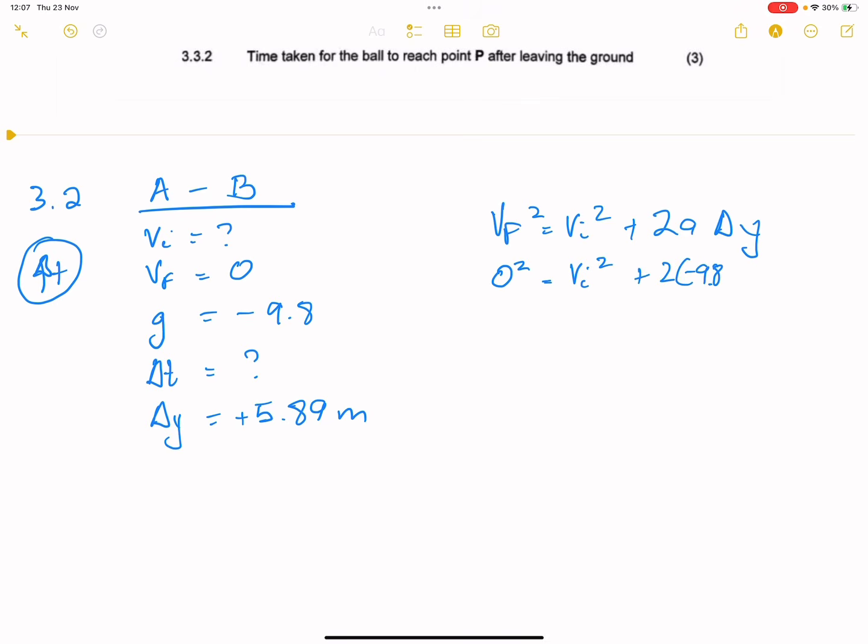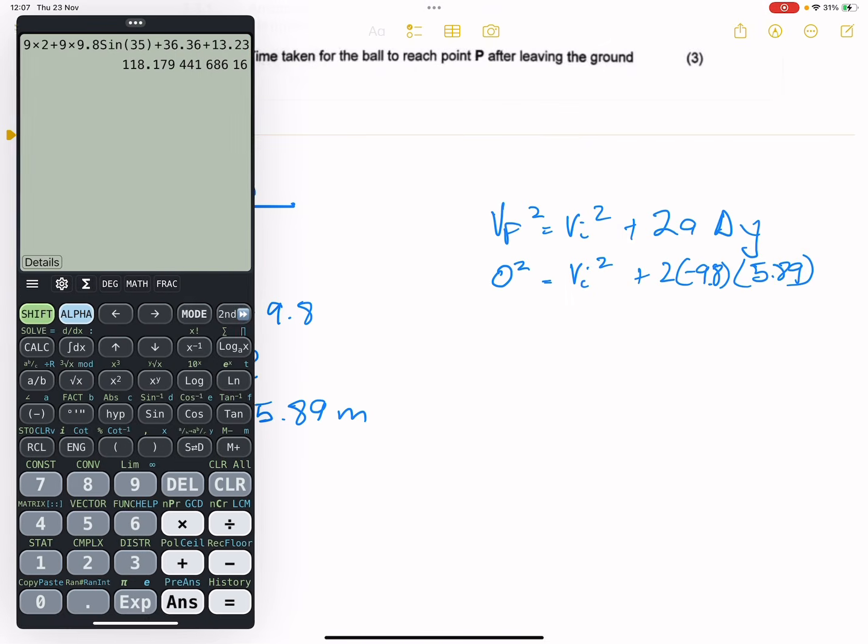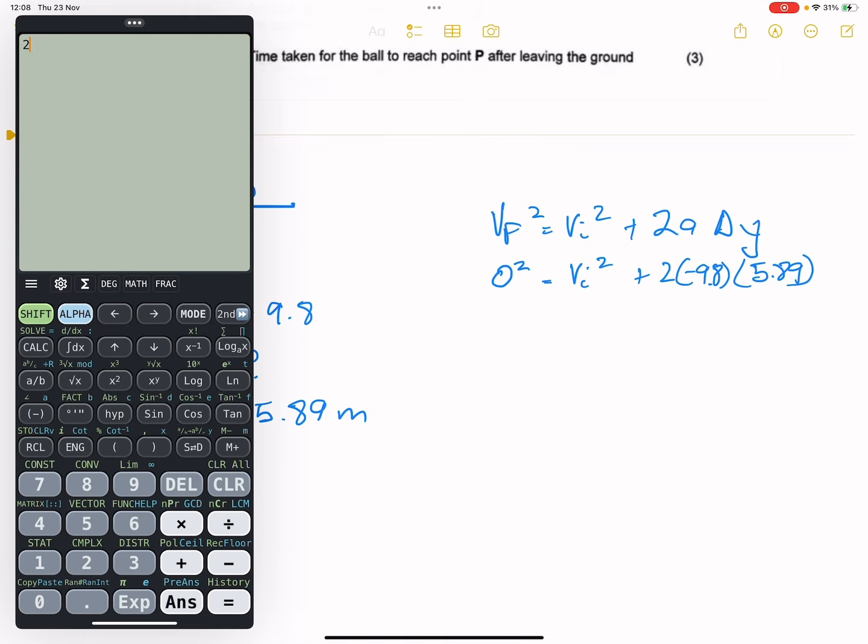That's negative 9.8. And that's 5.89. All right, if we take this to the other side, that's 2 times 9.8 times 5.89. Okay, and we know this is going to be Vi squared is equal to that. Now, if we take it to the other side, we have this as positive 115.444, which is equal to Vi squared.